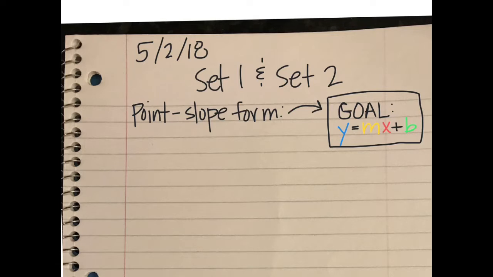So the formula for point slope form looked something like this. It was, or is, y minus y1, which we circled in blue, equals m, parentheses, x minus x sub 1, which we circled in pink.